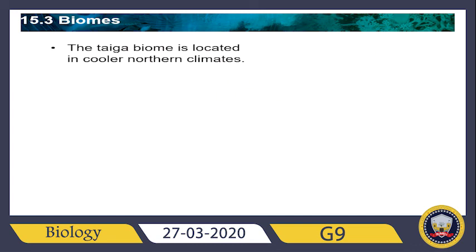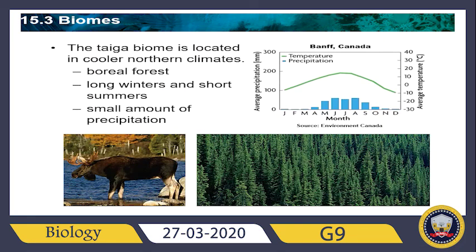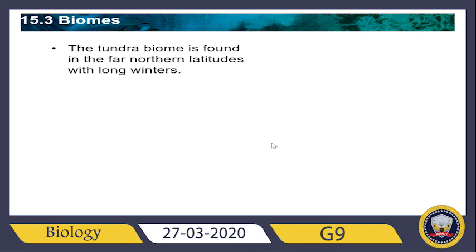So, the taiga biome is located in cooler northern climates. This is boreal forests, long winters and short summers, small amount of precipitation. So when you say taiga, you're thinking about northern Europe or northern Canada or the Urals in Russia. These forests are taiga biome because it's boreal forest, like virgin forests, long winters, very short summers, small amount of precipitation, but it's very cold.